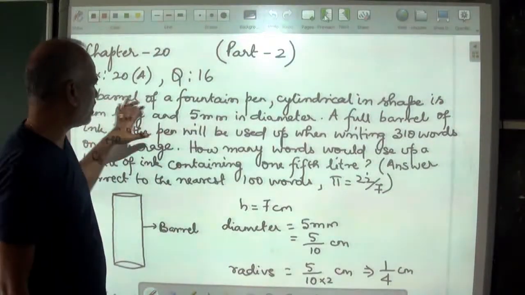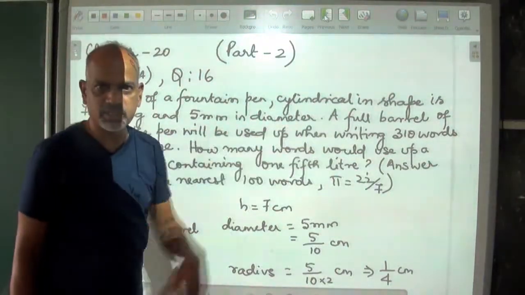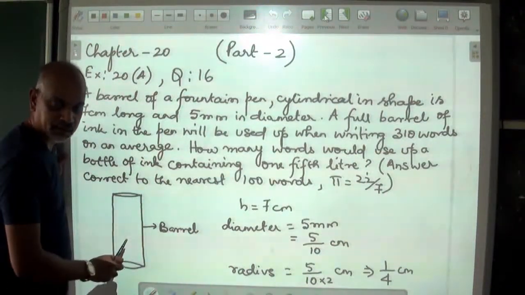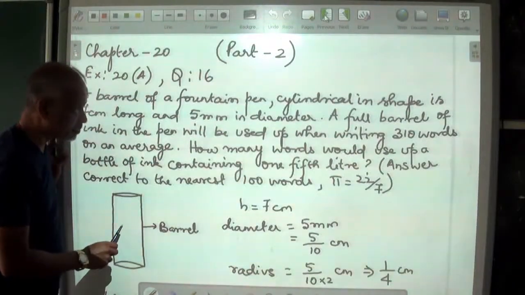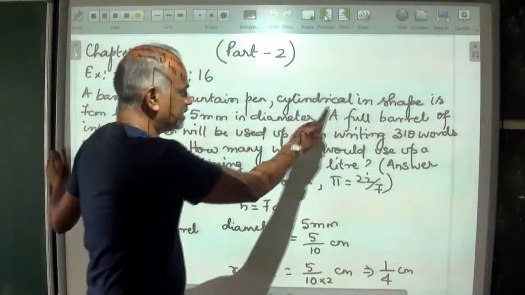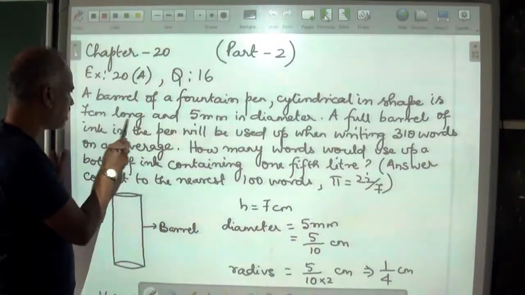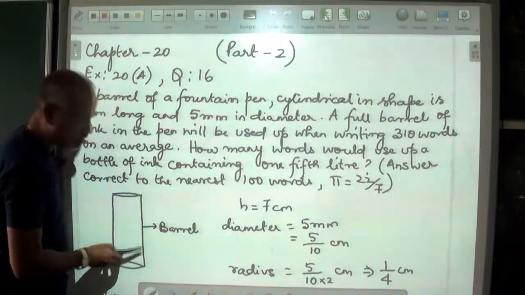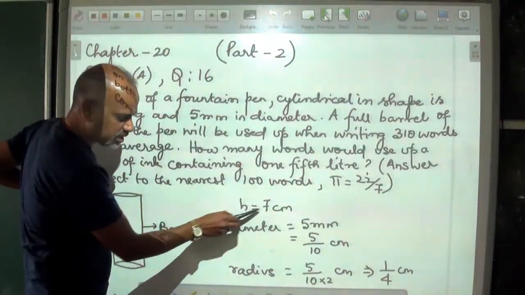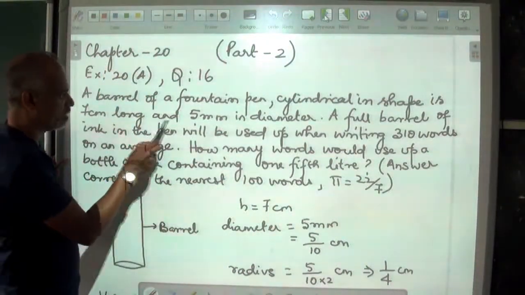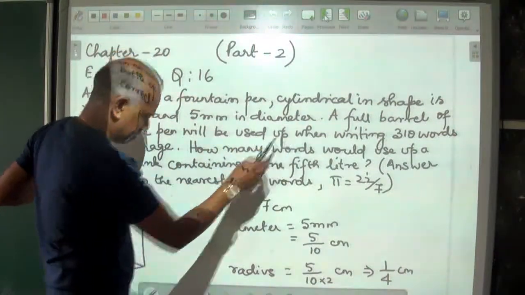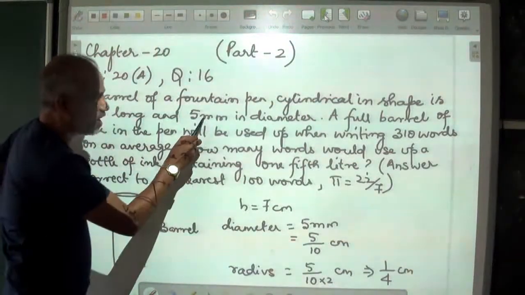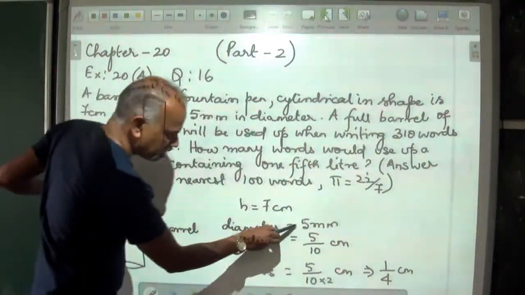It says a barrel of a fountain pen, cylindrical in shape. Imagine this. This is the barrel of the fountain pen, where you can store the ink. It is 7 cm long, which means the height of this barrel is 7 cm. So I have considered small h is 7 cm. And 5 mm in diameter. The diameter is this length. This whole length is 5 mm.